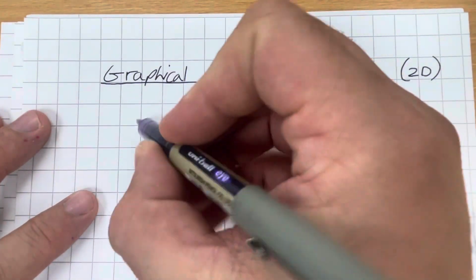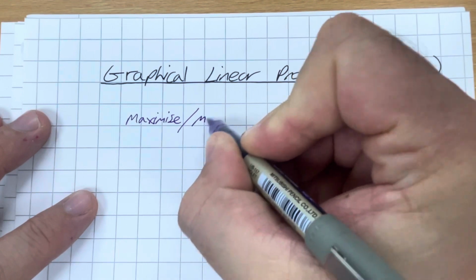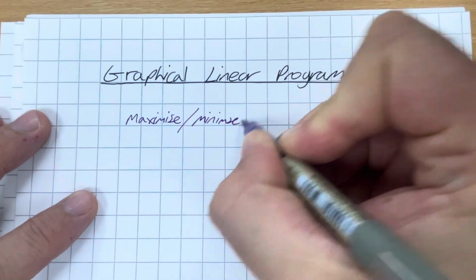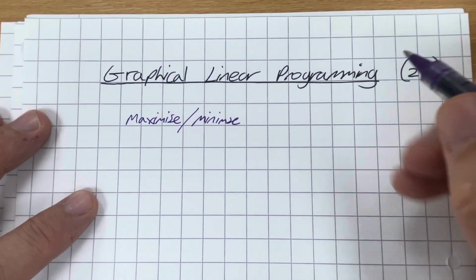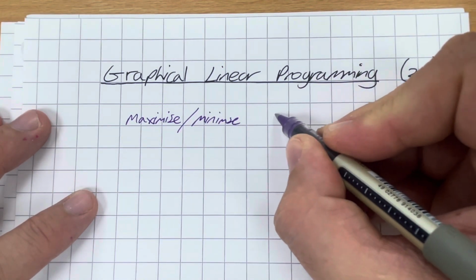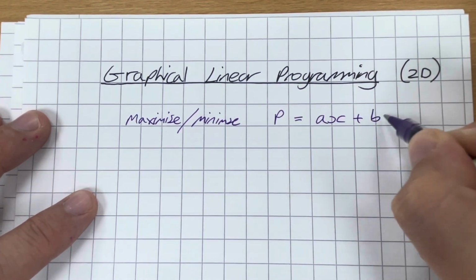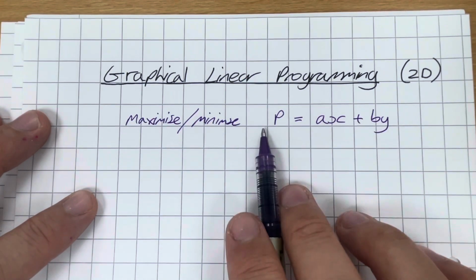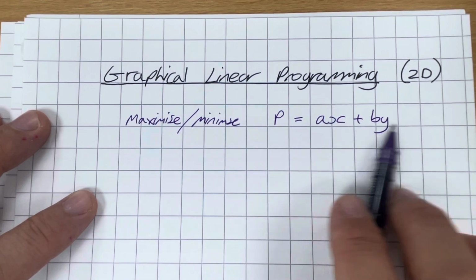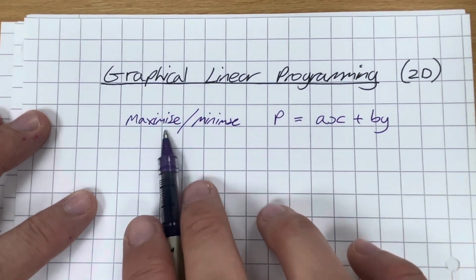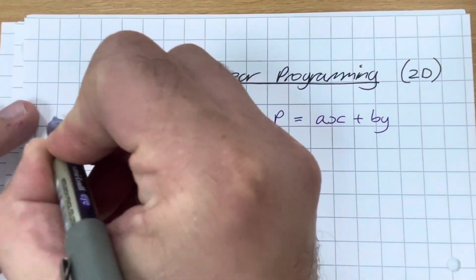Well, the idea with linear programming is we are to maximize or minimize some function of x and y. It's a two-dimensional case, just two variables, x and y. We often call it p for profit, but it doesn't have to be p. And a and b would be numbers. It's a linear programming problem, which means everything you're going to see is linear. This is going to be a linear function to maximize or minimize. Okay, so that's the objective. That's what we're trying to do.